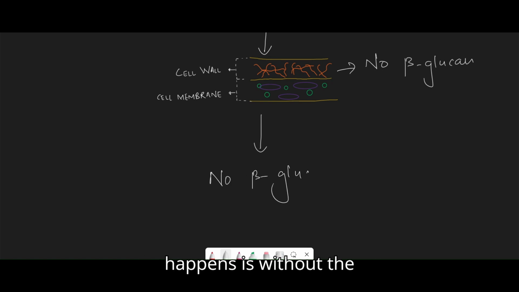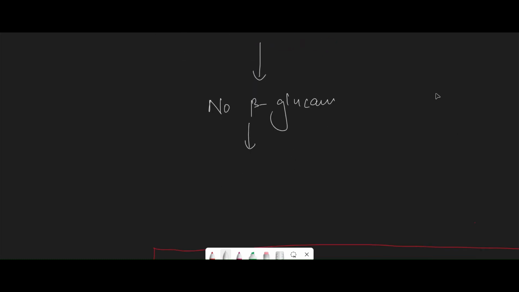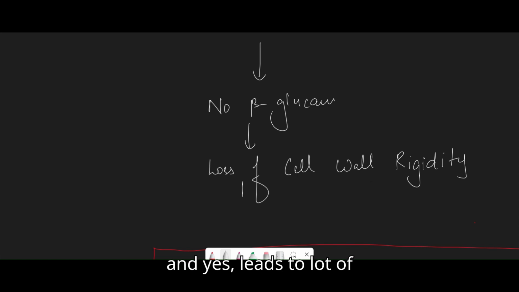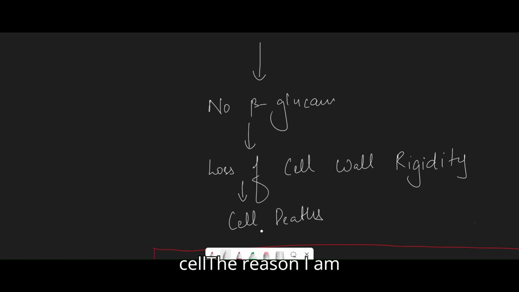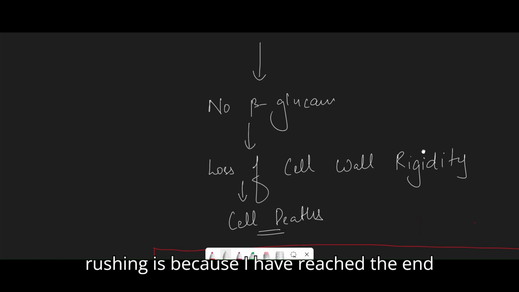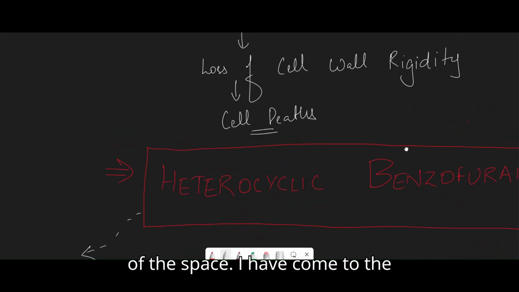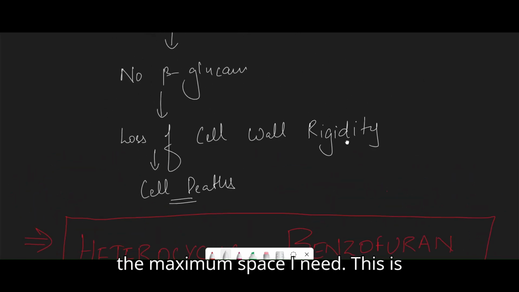What happens is, without the beta glucan, the cell wall loses rigidity and leads to a lot of factors and ultimately causes cell death. The reason I'm rushing is because I've reached the end of the space. I have come to the maximum space I need.